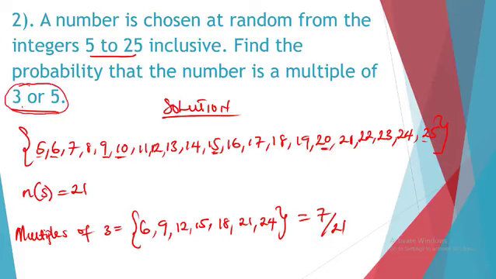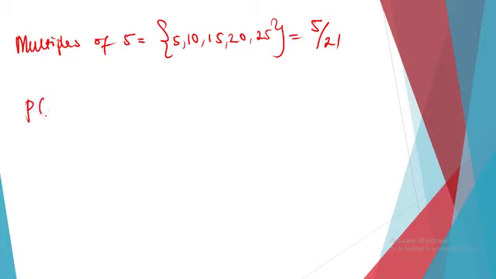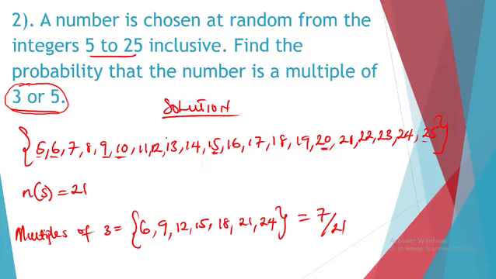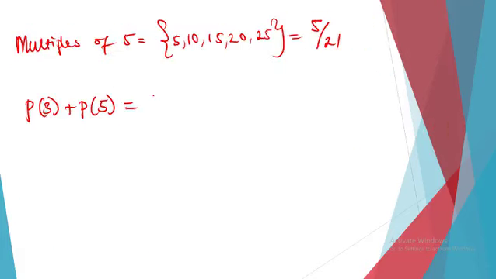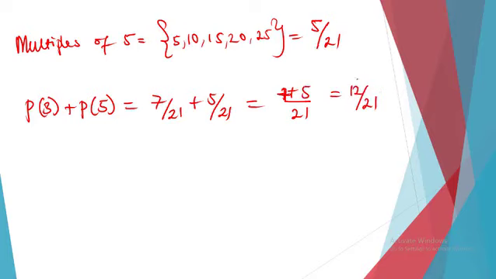And it told us that the probability that the number picked is a multiple of 3 or 5 means the probability of 3 plus the probability of what? 5. So we have the probability of multiples of 3 plus the probability of multiples of 5, and that will give us 7/21 plus 5/21. Our LCM is 21. Then we have 7 plus 5. 7 plus 5 will give us what? So we have 12/21, but we won't stop here.